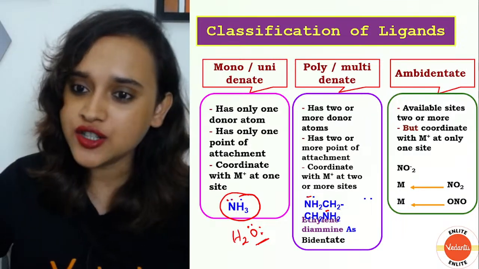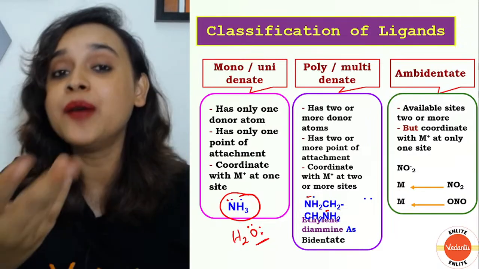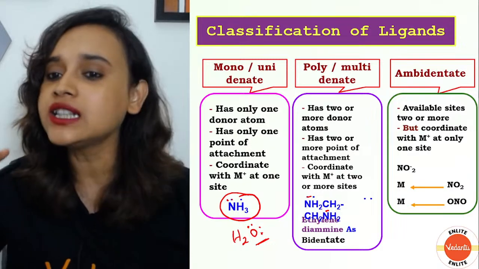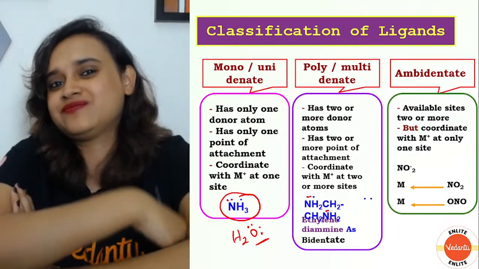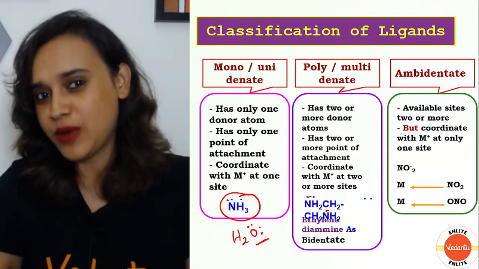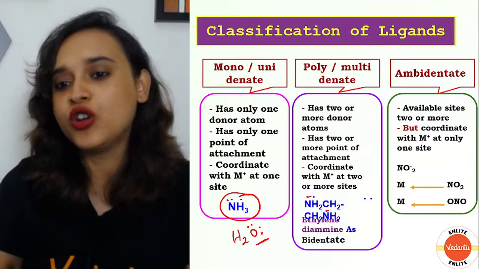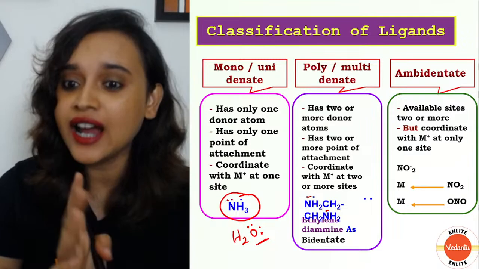Understood? All right, but there is also something called ambidentate. Now, what is this ambidentate? Ambidentate is basically something that has two or more available sites, but it's like, you know what? I'm going to show you my power and I'm not going to use all my fingers to hold you. Yes, but it coordinates with the metal at only one side.